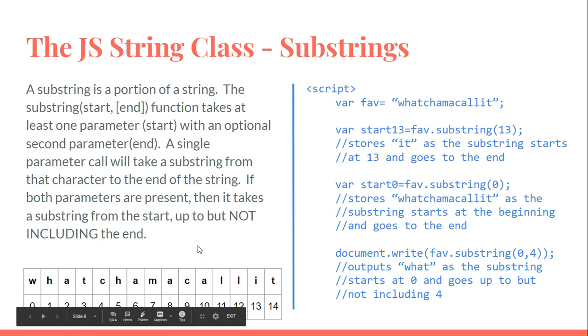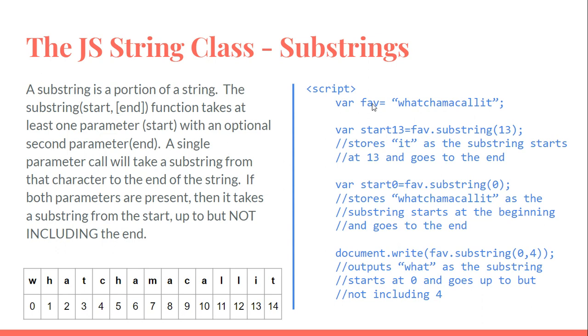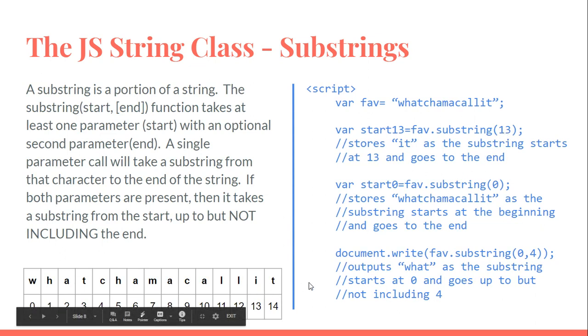So here we've got whatchamacallit. It's a 15-character string indexed from 0 to 14. I'm going to store that in a variable called fave. So if I do fave.substring(13), that means I'm going to come up here to the 13th index, and I'm going to take a substring from there to the end because I only wrote one parameter.